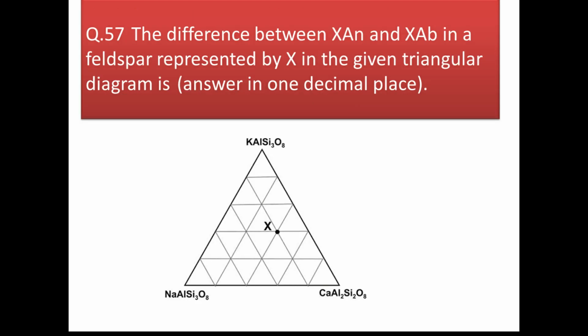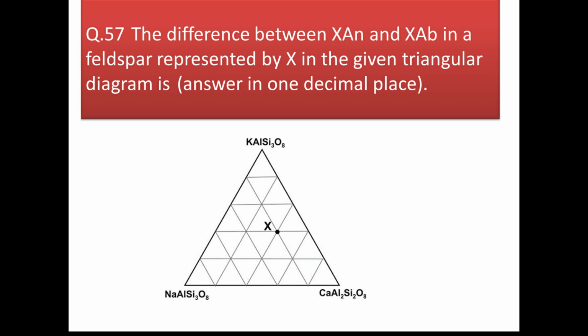Okay. Next question. The difference between mole fraction of anorthite and albite in a feldspar represented by x in the given triangular diagram is. Now see, at x, albite equals 20% and anorthite equals 40%. So the difference is 20%, that is 20 by 100, that is 0.2.